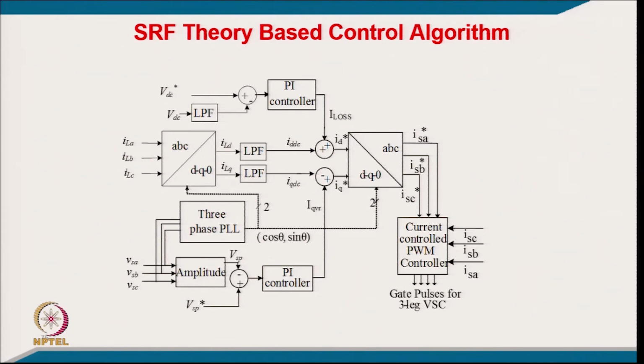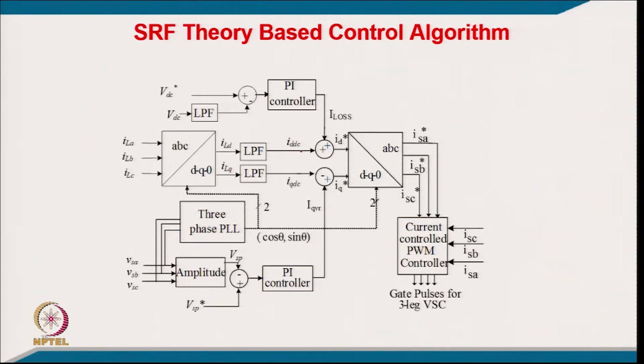We have a reference DC link voltage and a feedback DC link voltage with the low pass filter, and pass them through the PI controller. The output of the PI controller is a current signal corresponding to the loss in the shunt active filter. Then we have the load current, and with the voltage PLL we apply the DQ transformation, park transformation. We get these two currents, but they have an AC and DC component. The DC component corresponds to the fundamental, so we pass it through a low pass filter.